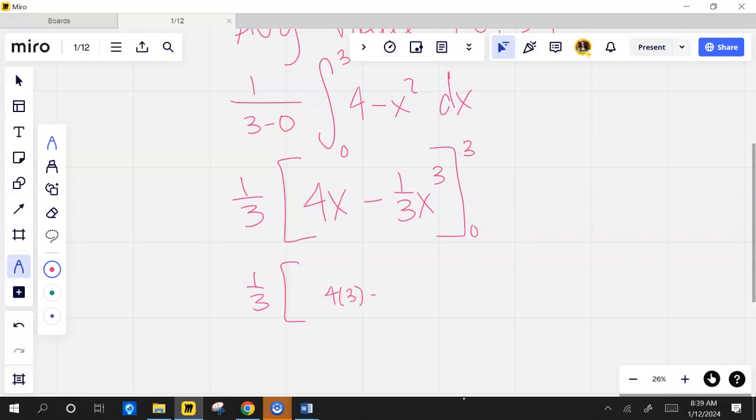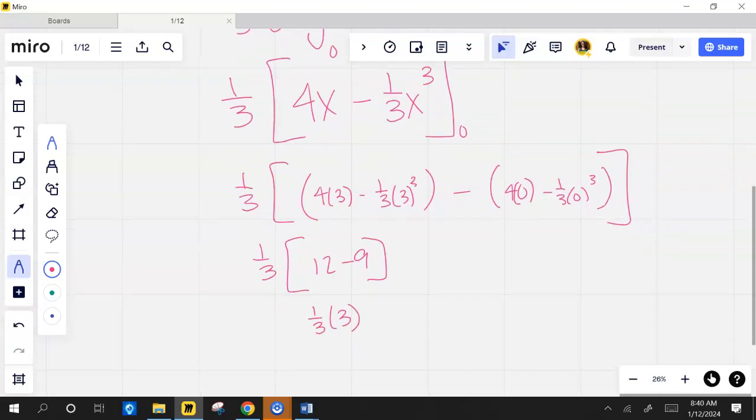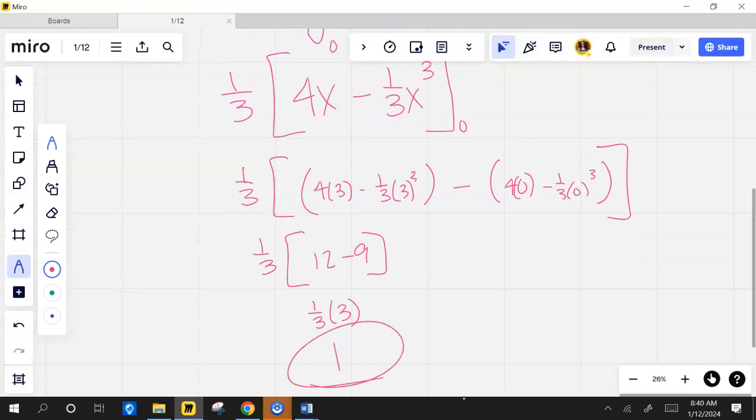I got 4 times 3 minus 1/3 times 3 cubed minus 4 times 0 minus 1/3. And of course, you don't have to write all this. I just really wanted you to see where everything was coming from. Upper bound minus lower bound, I just plugged in. 12 minus, what is that, 9 again? So all that, and you get 1.